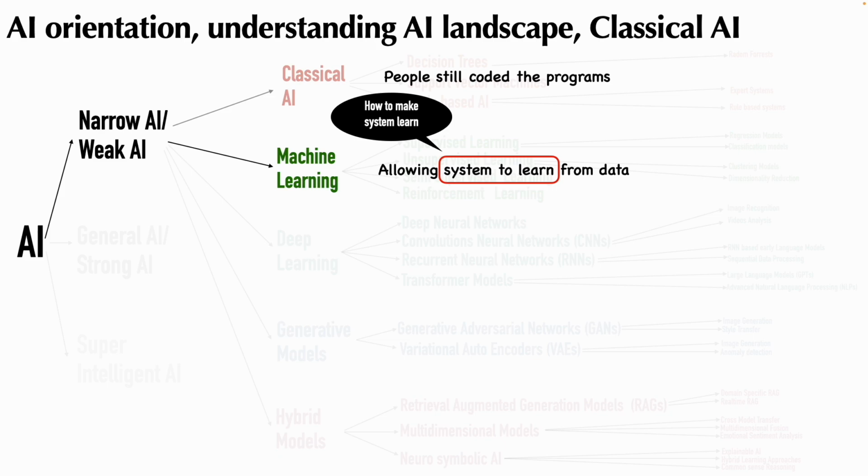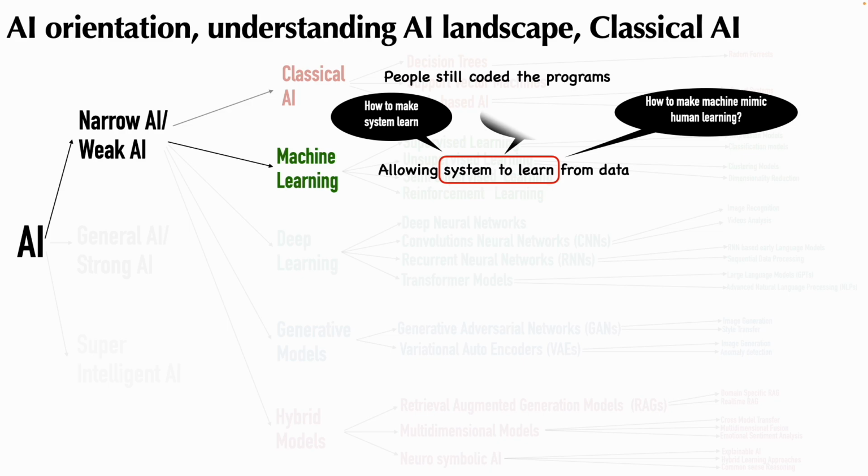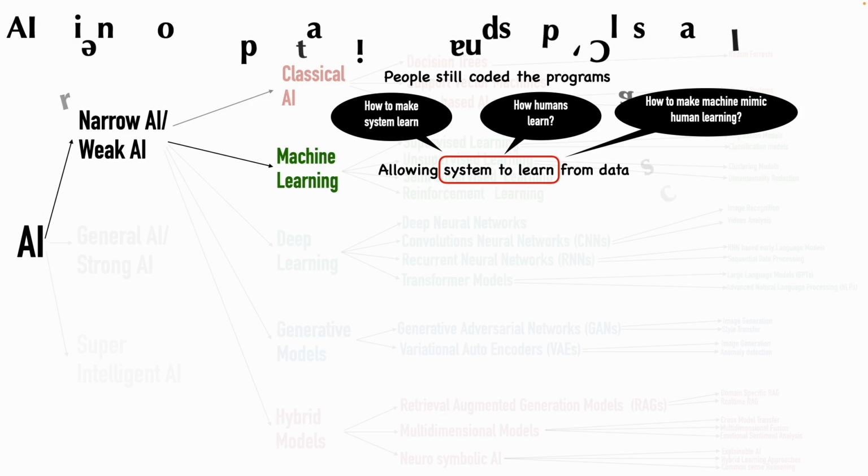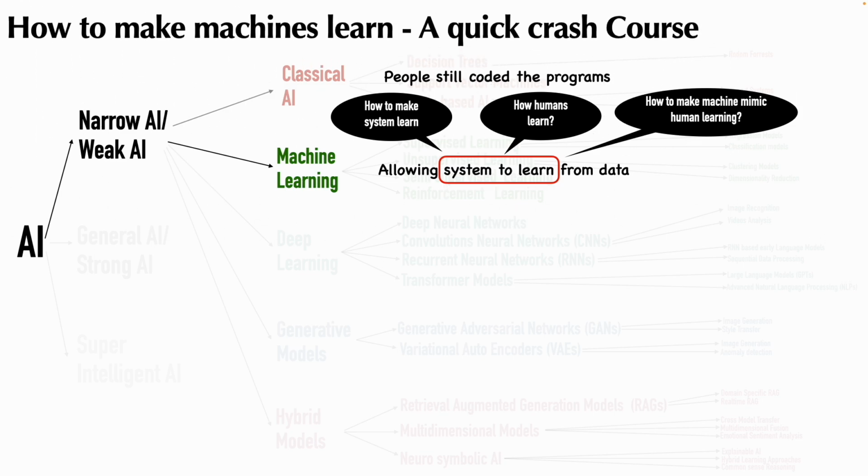That is, how to make a machine learn, or for that matter, how to make a machine mimic human learning, how humans learn. So the crux of the matter was, if we want to build systems where machines can mimic human learning, the first thing that we have to understand is how humans learn, and then hopefully we should be able to solve this particular puzzle. So in this video, it's all going to be a discussion about how machines learn. So let's concentrate on how humans learn.